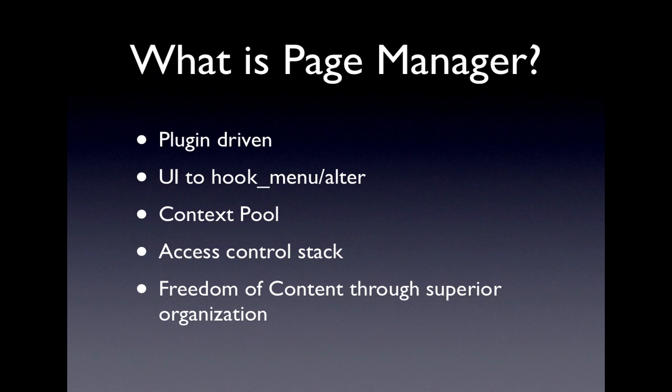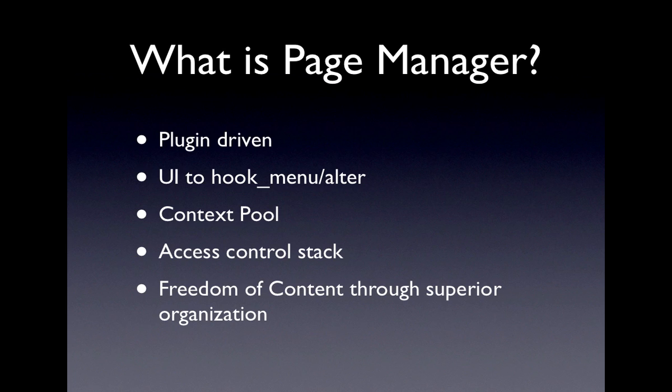Context is this idea that we might need users, we might need nodes referenced to other nodes, we might need users who are authors of nodes, we might need all sorts of different types of context. And the context pool is a place where we just drop all that together. It's essentially a keyed array that you can then reference. We have an access control stack. That access control stack consumes the contexts in many cases, and we'll talk about that more later.